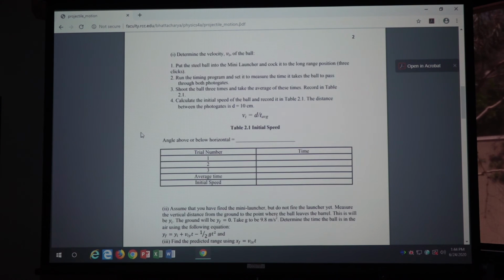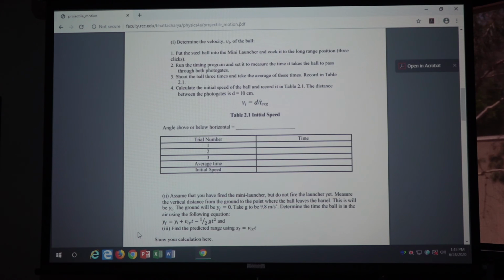And let me just go down. This is where you have to write in your calculations, even though we have given you the average number already and the initial speed, but I want you to redo this part here. Remember, d is 10 centimeters, which is 0.1 meter, and you get the initial speed. We actually gave you the initial speed, which was 5.33 meters per second.